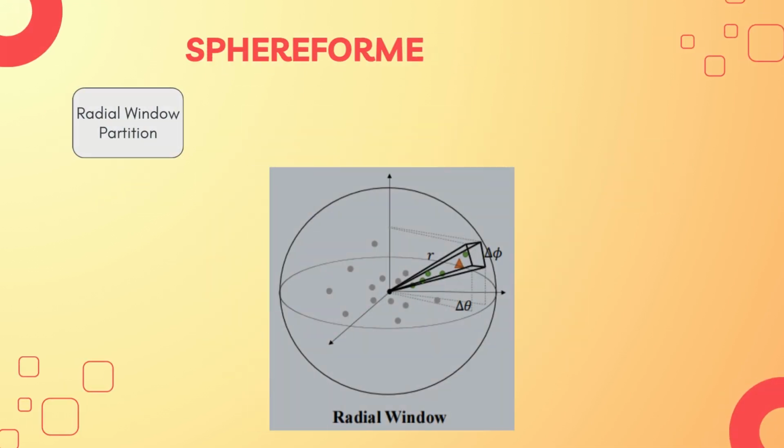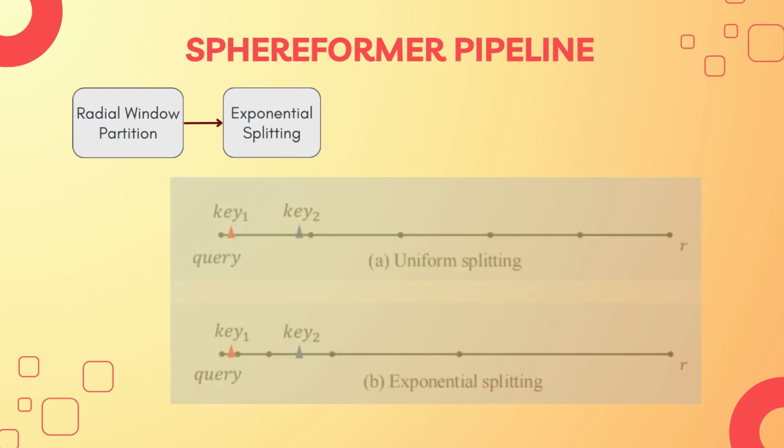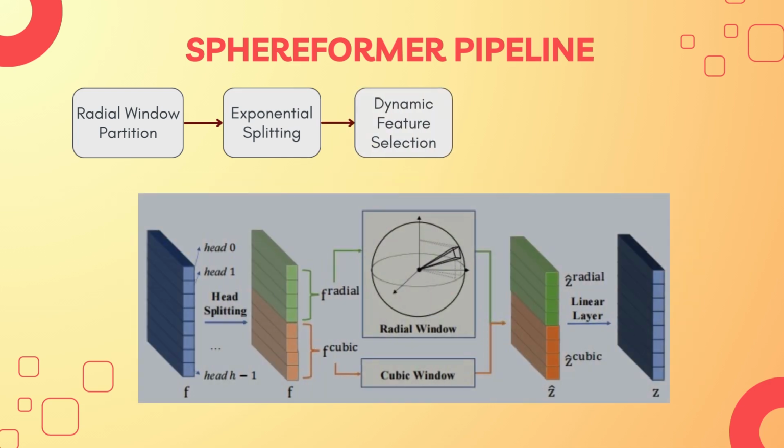This is the general pipeline of the SensorFusion. First, SensorFusion has radial window partitioning. SensorFusion represents LiDAR point clouds using the spherical coordinate system and obtains a long pyramid-shaped radial window. Then, SensorFusion uses exponential splitting for the R dimension, which is the distance from the origin. This is for equally distributing the point cloud data because when the point cloud is far away from the origin, sparsity increases.